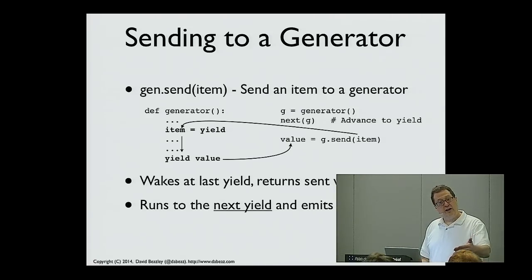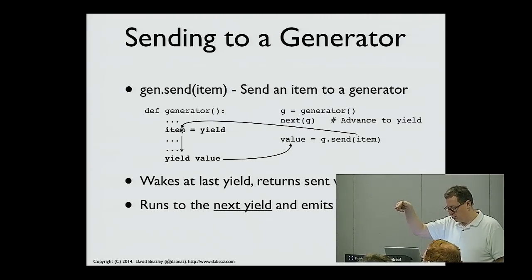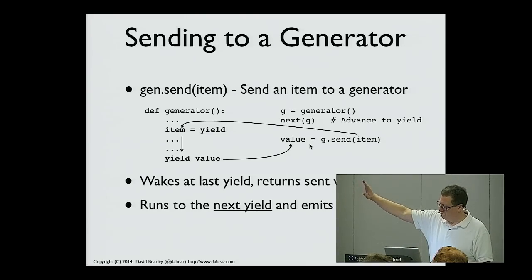You can send something into a generator. What this does is it essentially makes the yield statement return a value. Whatever you send in comes back from the yield, and then the code will run until it hits the next yield, and then whatever value it emits is what comes back from the send method. So with send, you're saying, okay, here's something, go work on it, run until you get to the next yield.